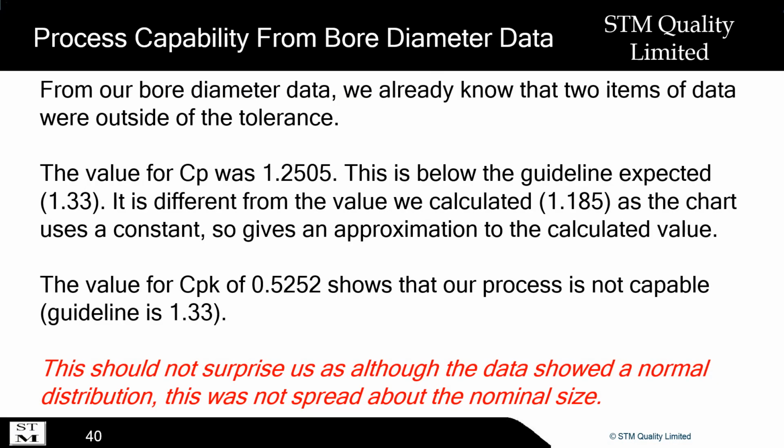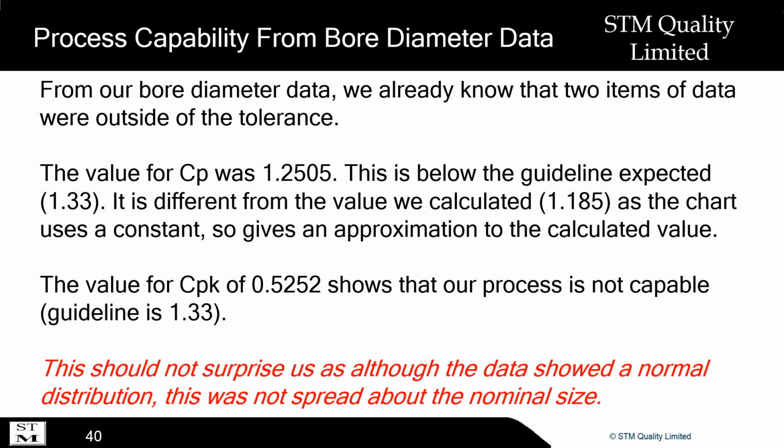From our bore diameter data, we already know that 2 items of data were outside of the tolerance. The value for CP was 1.2505. This is below the guideline expected, 1.33. It is different from the value we calculated, 1.185, as the chart uses a constant, so gives an approximation to the calculated value.